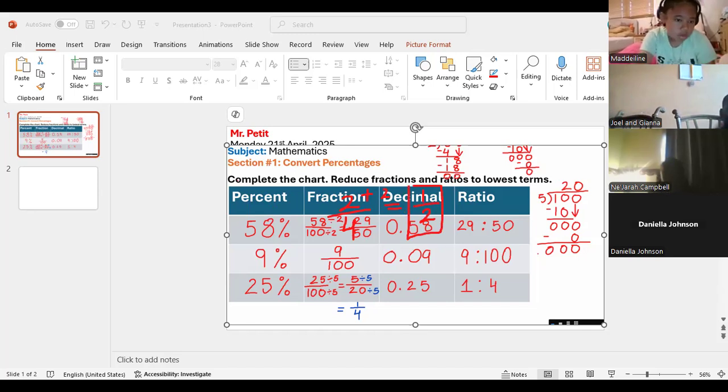1 over 4. Can that be simplified? No, sir. So you're going to put what? 1 over 4. Okay, you finish? Yes, sir. All right, take a picture of it and send it to me via WhatsApp. And then you do the next quiz that's inside the chat.